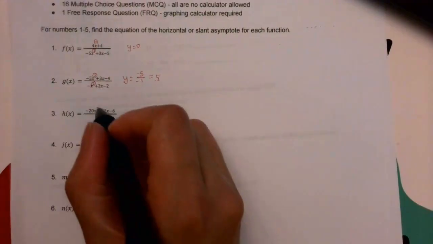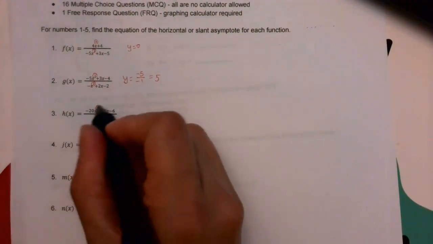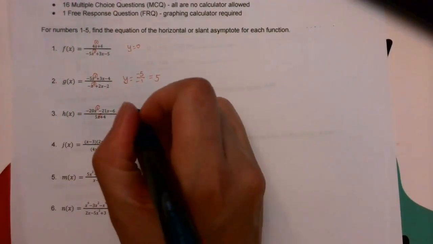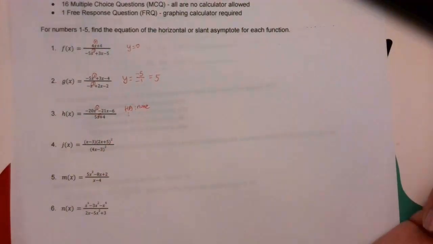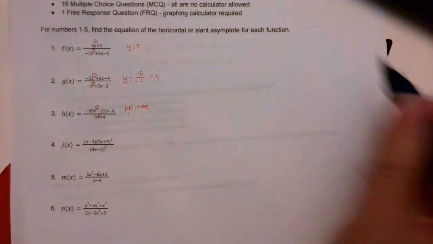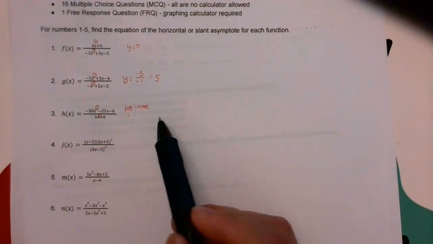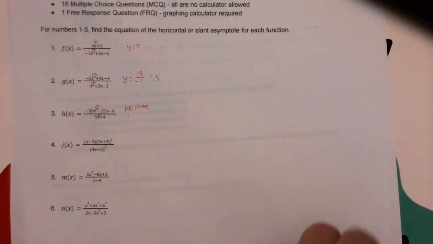Keep going. Number 3, degree of the top is 2, degree of the bottom is 1, linear. So it's top heavy. Folks, when it's top heavy, where is the horizontal asymptote? None. It does not have a horizontal asymptote. Instead, it's going to have a slant asymptote. Slant asymptote means not horizontal, it's going to be slanted. Sometimes linear, sometimes quadratic, it depends.